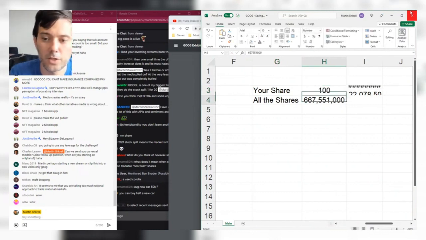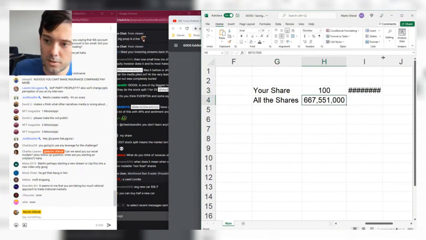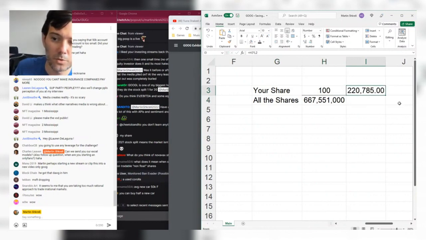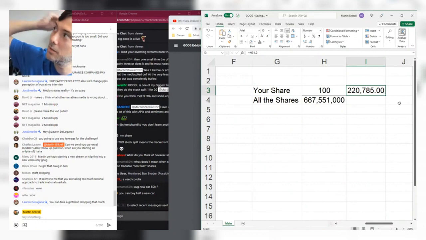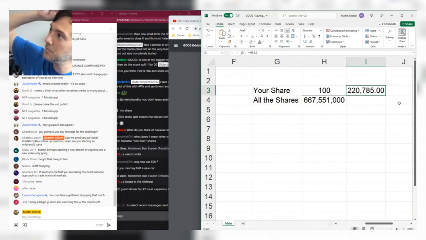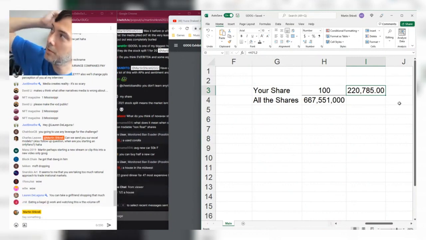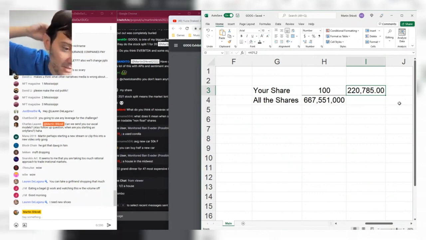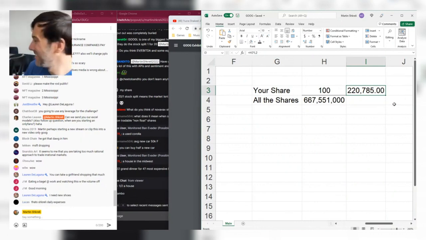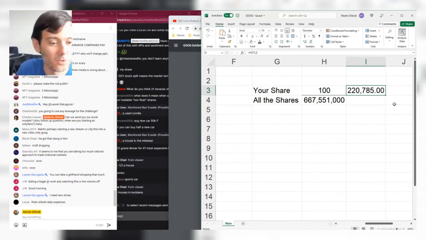All right, how about 100 shares? 100 shares would be $220,000. I was going to say that could buy you a house, but not really. Not in New York, at least. So for $220,000, what can you buy? What costs around $220,000? A really, really expensive diamond necklace? I don't know. Engagement ring for Lauren? Something.